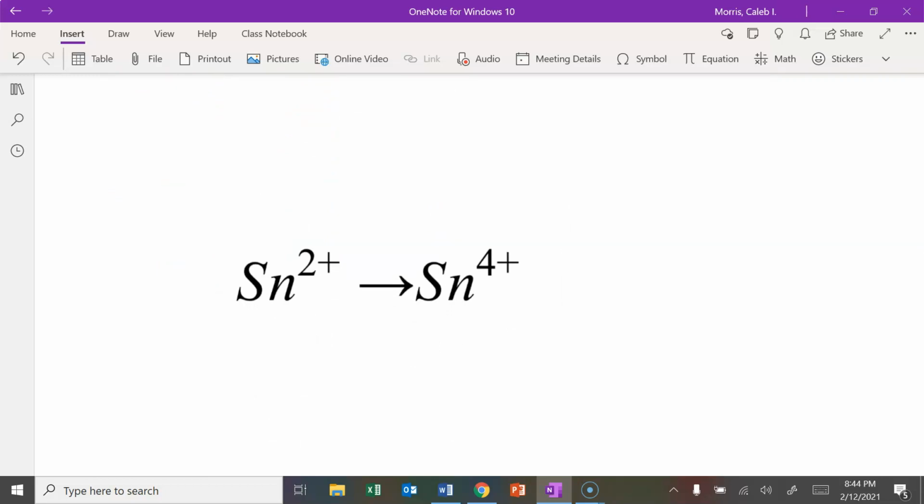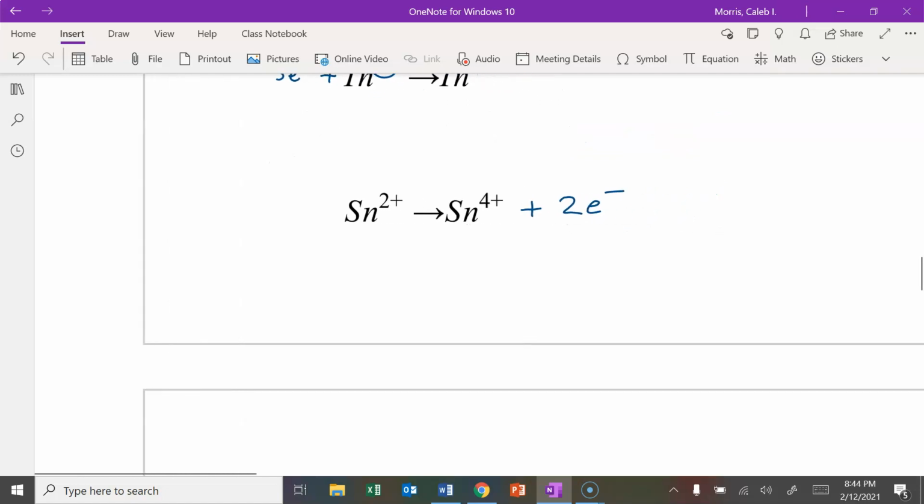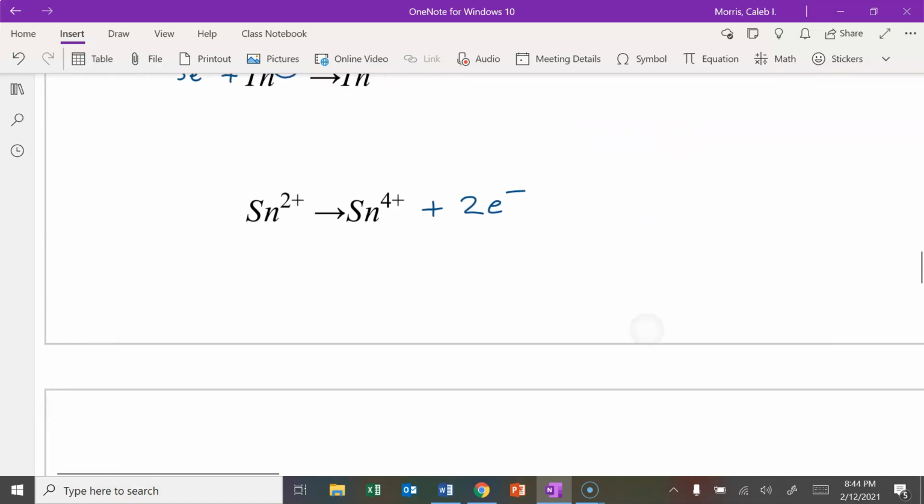Okay, this one's becoming more positive. That's oxidation. So I need to have my electrons on the product side. And I need 2 electrons for my charges to balance out. Positive 4, negative 2 becomes positive 2, which is what we have on the reactant side. All right, that's it for the examples in this video. We'll continue by learning how to balance redox reactions on the next video.